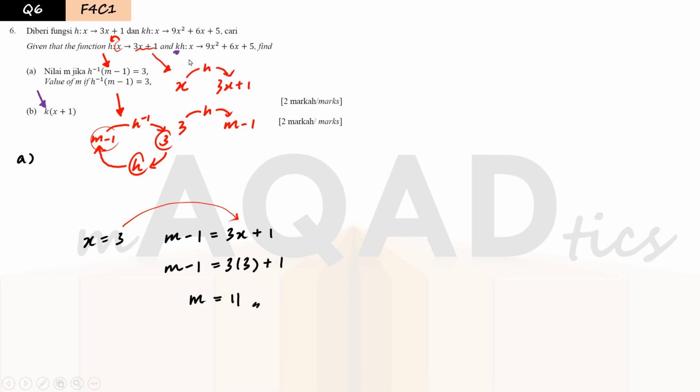So let's write out the composite function first. What we can do is substitute the h of x here because we already have the value of the function, which is 3x plus 1. So basically, the h of x here will be changed to 3x plus 1.